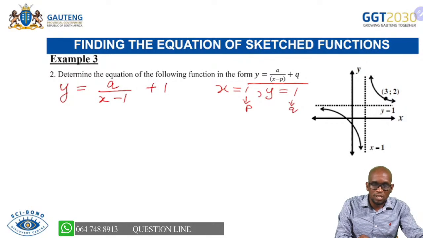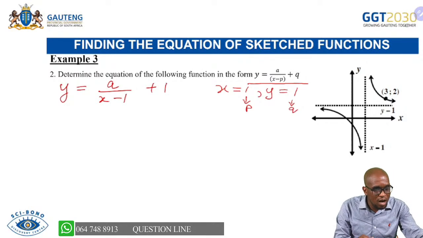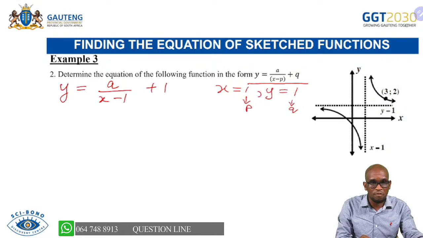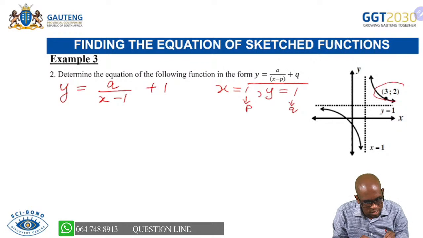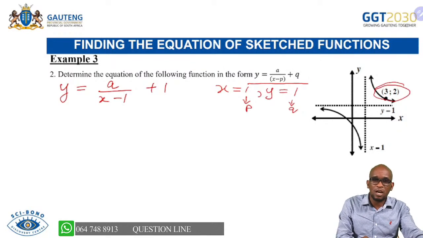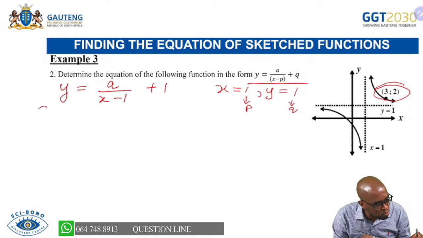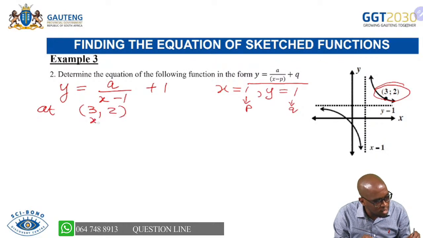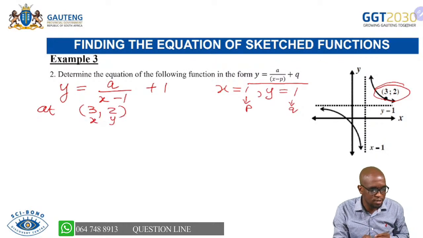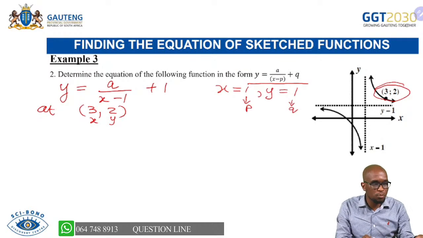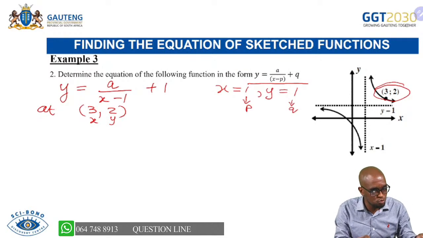Now we've substituted the asymptotes. We now have to get the value of a. In order to get the value of a, we need an additional point. In this case, you can see in the graph that we are given the additional point with x equals 3 and y equals 2. So we substitute this point: where we see x, we put 3, and where we see y, we put 2.